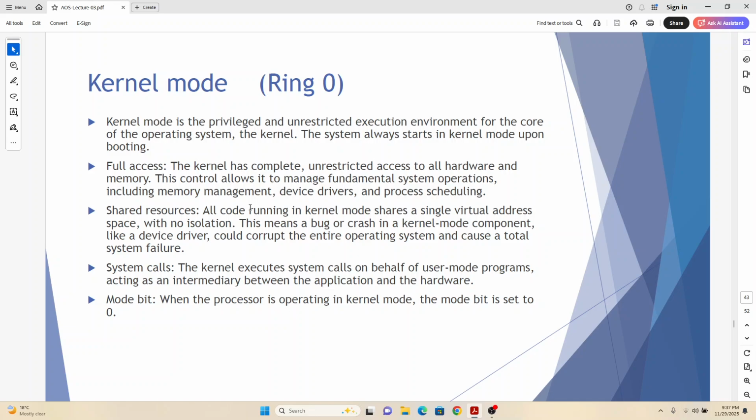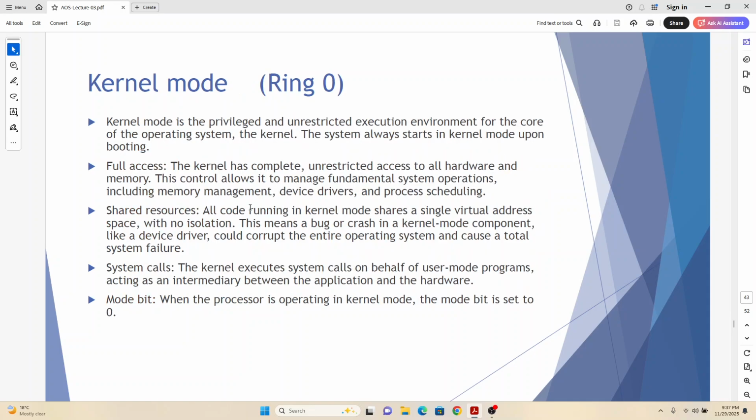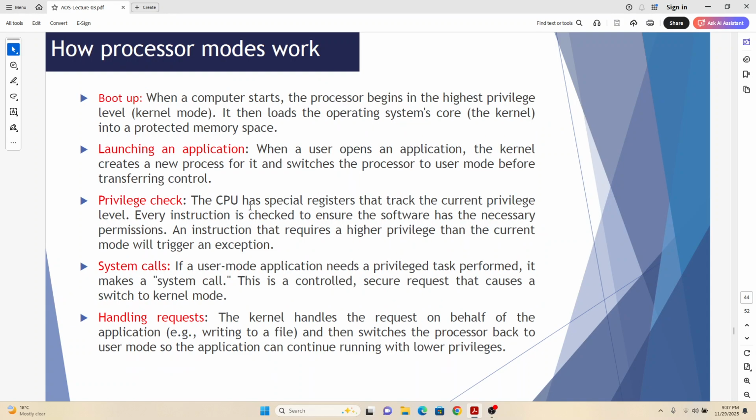Kernel mode, ring 0, is privileged and unrestricted execution. Once you go to ring 0, you have full access over the kernel and hardware of your operating system. So you have full access, shared resources, system calls, and the mode bit. When the processor is operating in kernel mode, the bit is set to 0. You can see here the mode bit in user mode, ring 3, is set to 1, while in kernel mode, ring 0, the mode bit is set to 0.